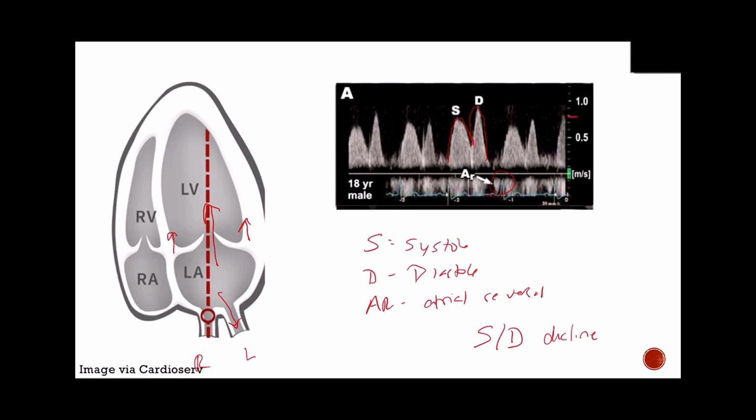So early in systole, your mitral valve annulus moves upwards towards the apex. It's going to pull blood from the vein into the left atrium. In diastole, again, the pressure in the left atrium is low, so you're going to have filling from your veins into your atrium. And then lastly, as your atrium contracts, it's going to send blood forward into your left ventricle, but also retrograde into your pulmonic veins. And that's where you get this AR signal. All right.